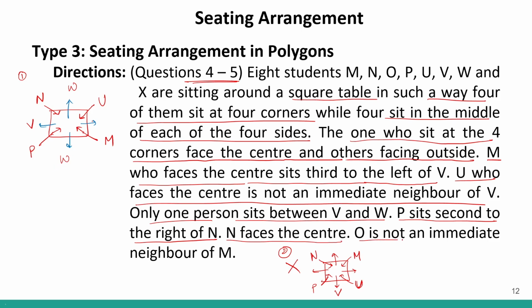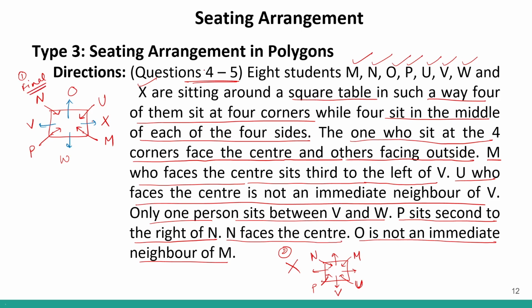It is given to us that O is not an immediate neighbor of M. So if O is not an immediate neighbor of M, O will not come here, O will not come here. The only position uncertain currently is this one. So O will come over here. If O comes here, I can fix W at this position, and the only person remaining is which one? We have placed M, N, O, P, U, V, W. So X is the only remaining, so X will come over here. This will be my final arrangement.